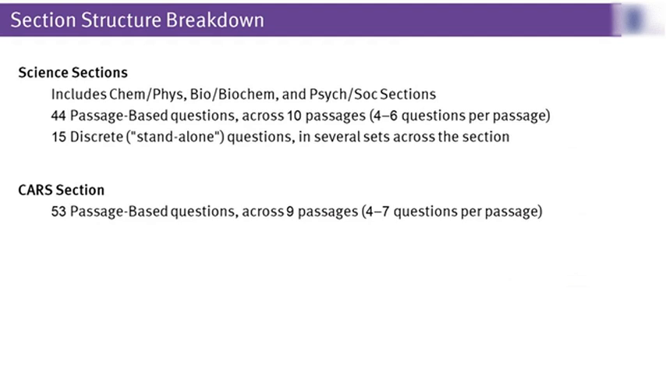Next, let's see the structure of the sections themselves in terms of question types. You're going to get really familiar with these numbers between now and test day, but the basic facts are that the science sections, Chem Phys, Biochem, and Psych Soc, have a mixture of passage-based and discrete questions, which are going to stand alone, across 10 passages and a few sets of discrete questions. Whereas the CARS section, critical analysis and reasoning, which is like a reading comprehension section, is going to be all passage-based questions with 9 passages in total.